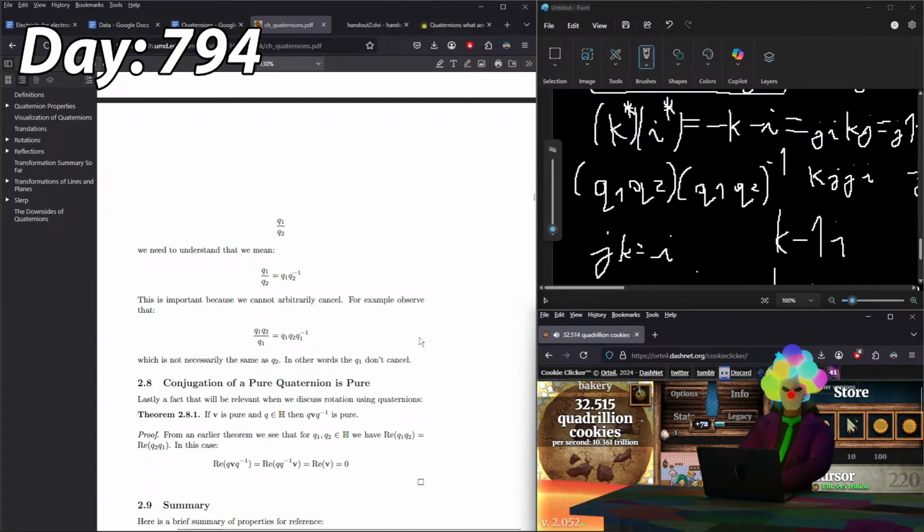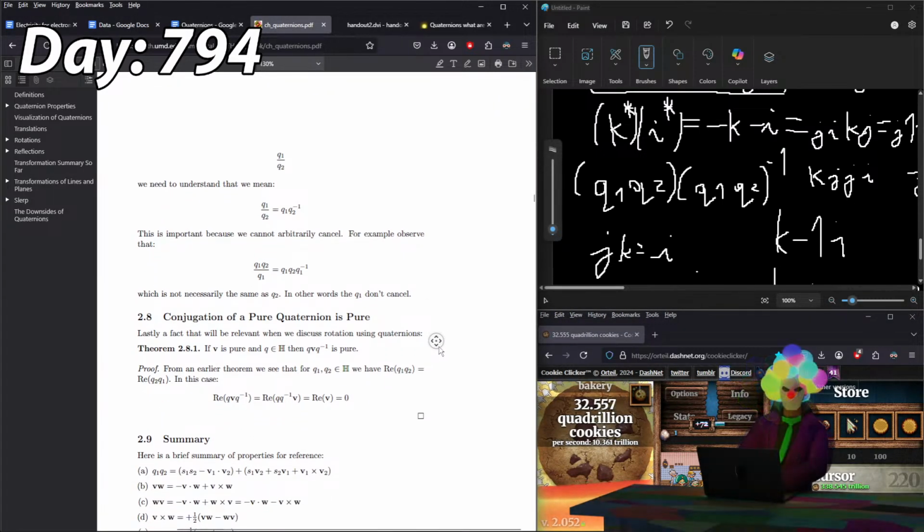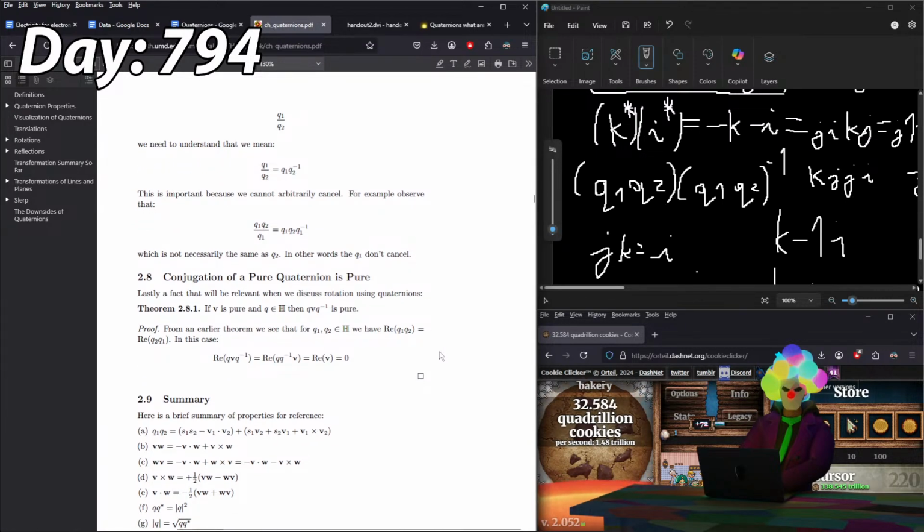Let's look more into this then, shall we? Theorem: for Q1, Q2 in H, we have real of Q1 Q2 equal to real of Q2 Q1. That makes sense because flipping them around doesn't really change the scalar part, right? That's a question. Genuine question.